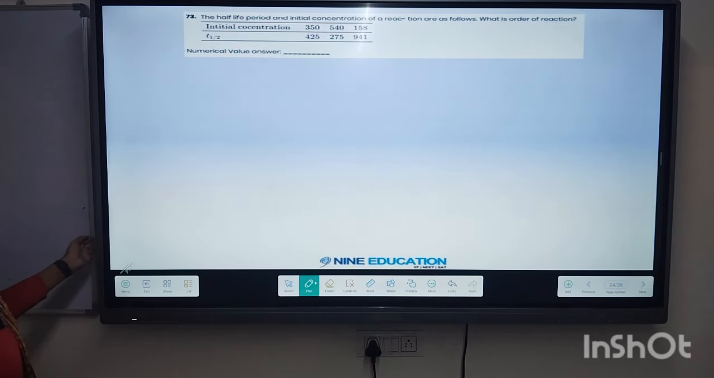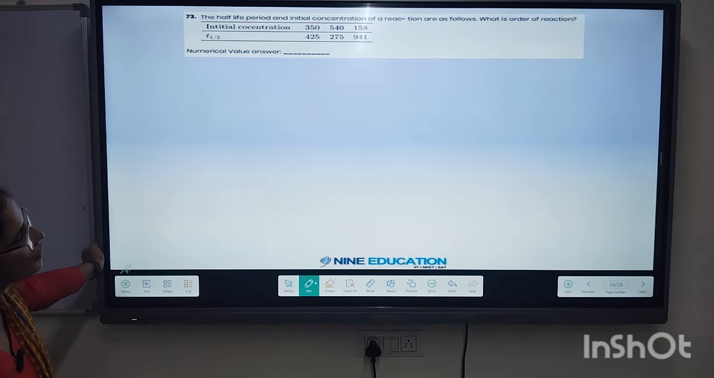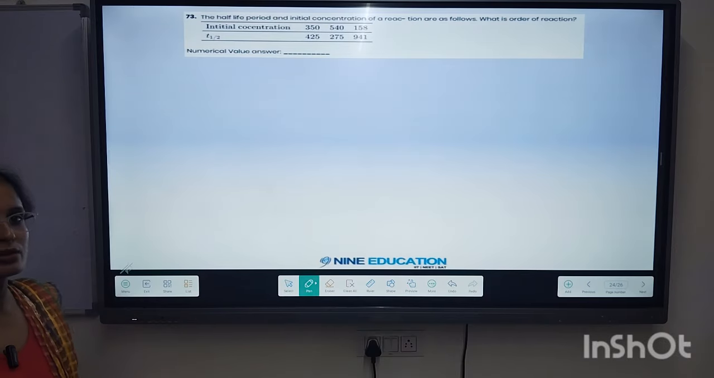Coming to question number 73, we have the half-life period and initial concentration of a reactant in a reaction, as follows. What is the order of the reaction? For this question we have the initial concentration as well as the t half-life, and we need to find the order of the reaction. Generally they sometimes give you the order of the reaction and you have to find t half-life, and for that we just apply the corresponding formulas.